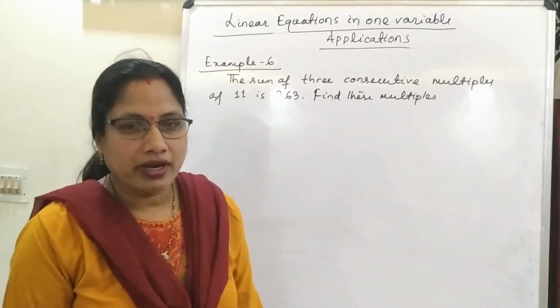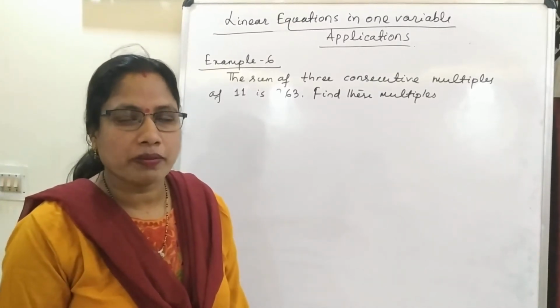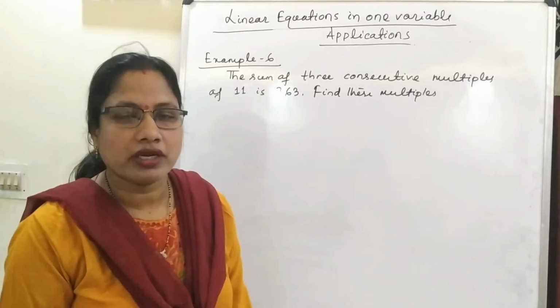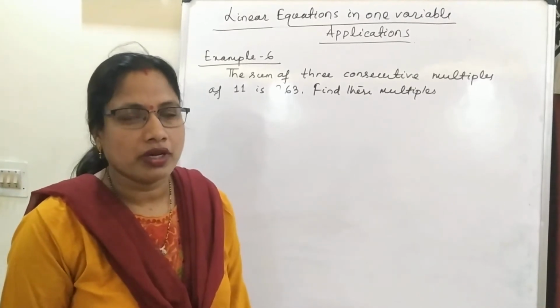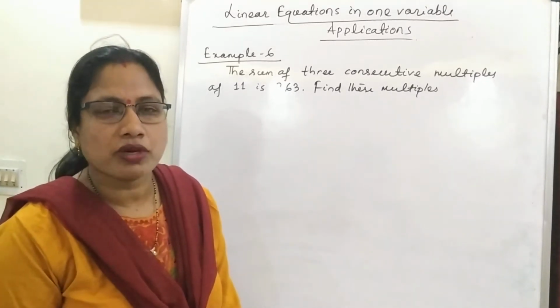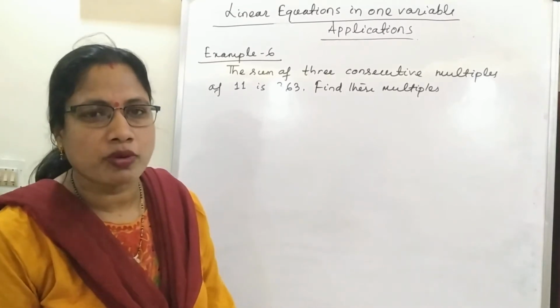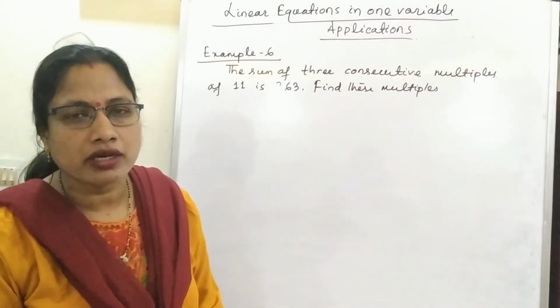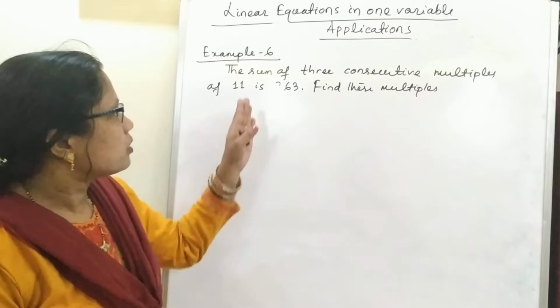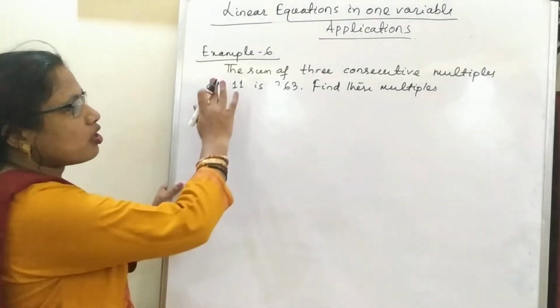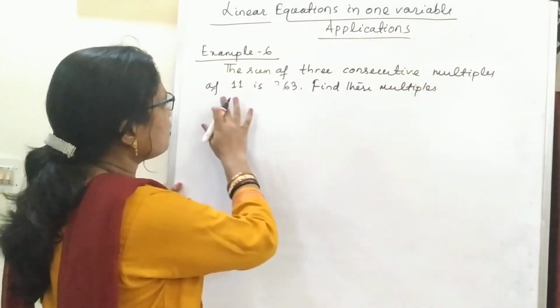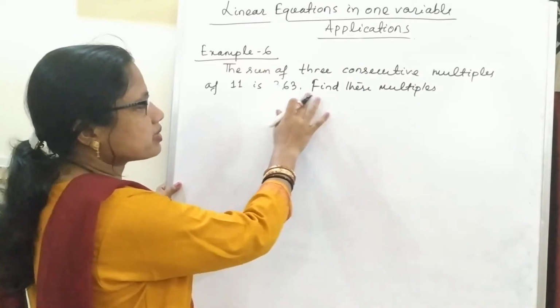Students, in our last class, we have solved 5 examples based on linear equations in one variable. Here I am going to solve some more word problems based on linear equations in one variable. So next example: the sum of 3 consecutive multiples of 11 is 363.